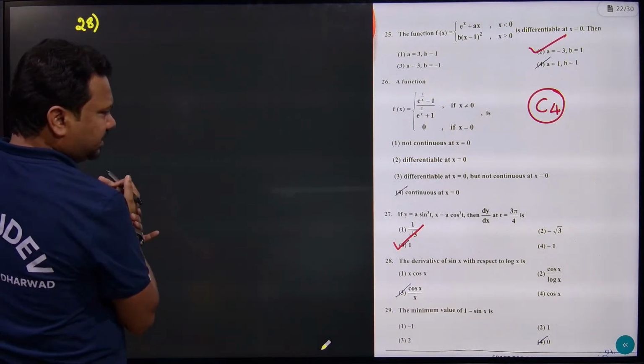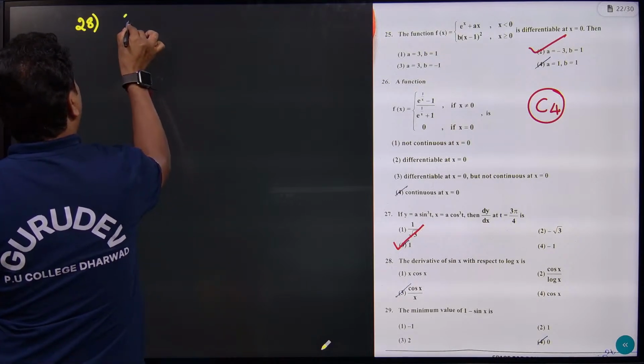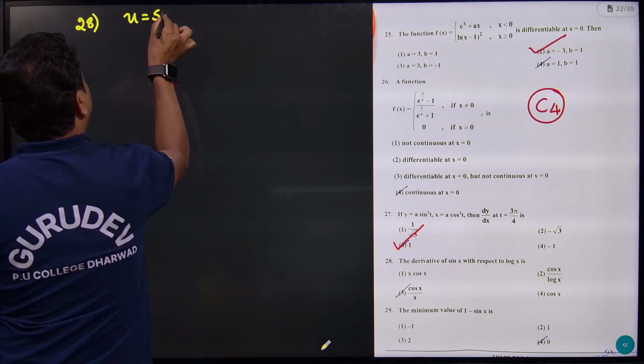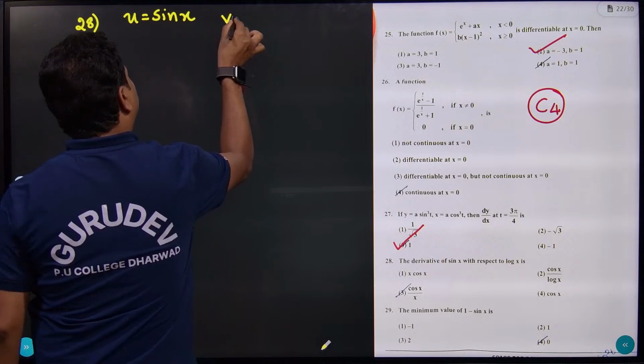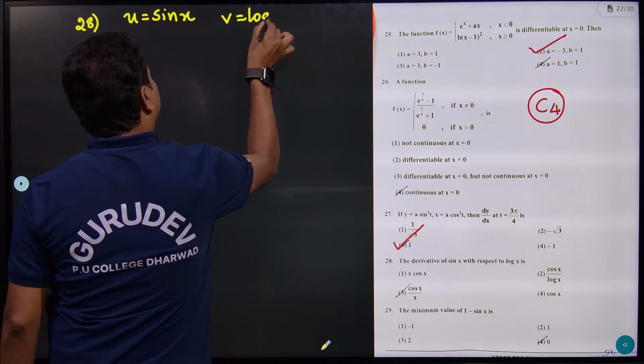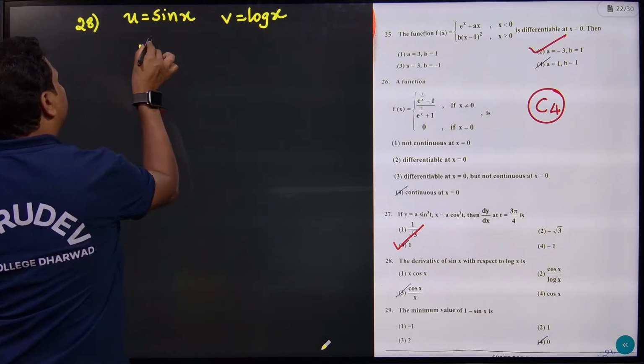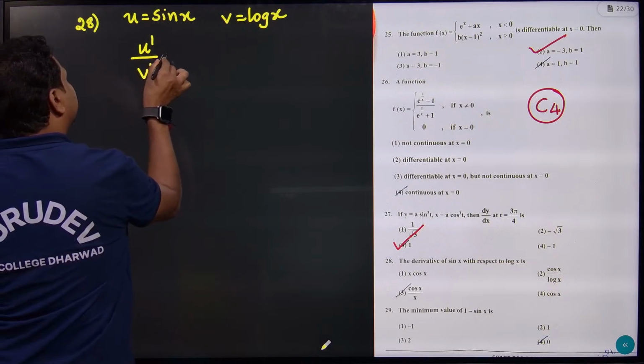Derivative of sin x with respect to log x. So take u function as sin x, and v function as log x. What is the question asking? u dash upon v dash, differentiation of one function with respect to another function.